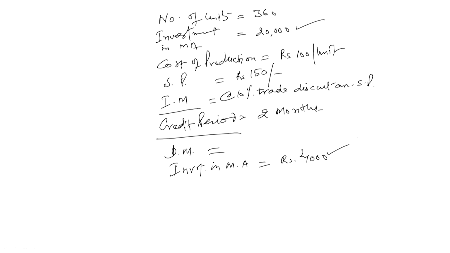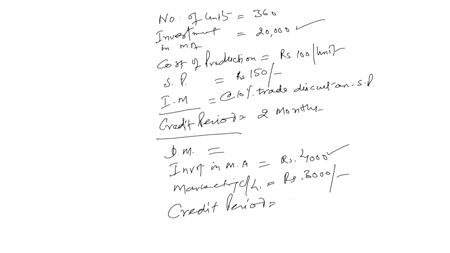This investment is the capital investment, and there are additional marketing overheads, which are on a recurring basis. Marketing overheads will be how much? Rupees 3,000 they have to incur. The additional cost of marketing overheads will be 3,000, but the credit period will come down to 1 month.